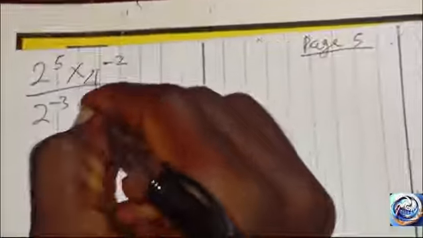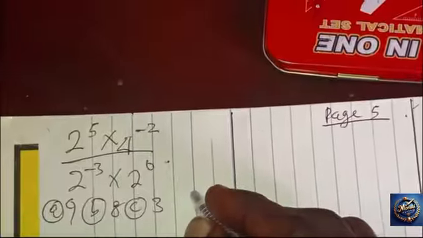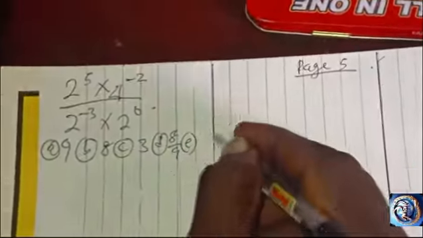So let's take another question. This says evaluate 2 raised to power 5 times 4 raised to power minus 2, all over 2 raised to power minus 3 times 2 raised to power 0. You are given options. Option A is 9, B is 8, C is 3, D is 8 over 9, and E we have 1 all over 4.